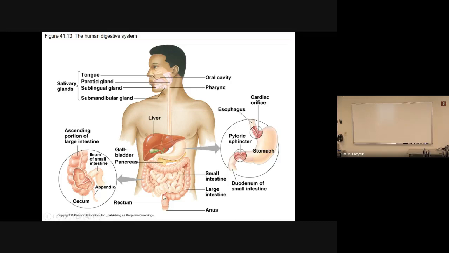So we call this the GI tract. You've probably heard of that word, GI. GI stands for gastrointestinal. When you hear the word gastro, you think of stomach. Intestine. Tract. They also call it the alimentary canal, but the GI tract. So GI.